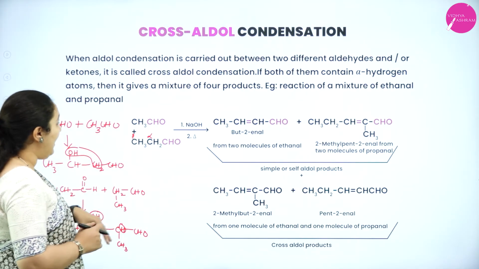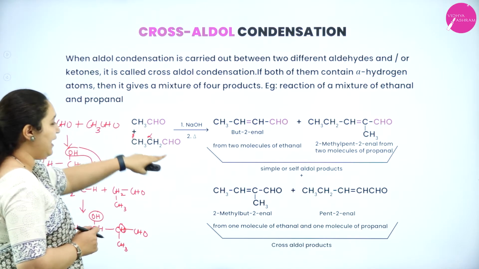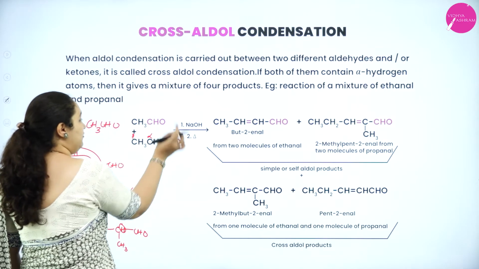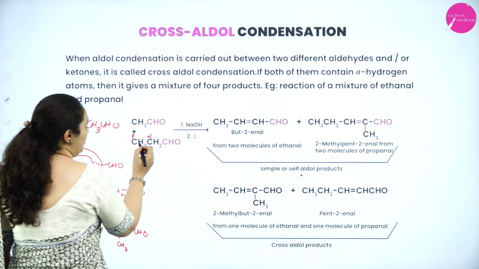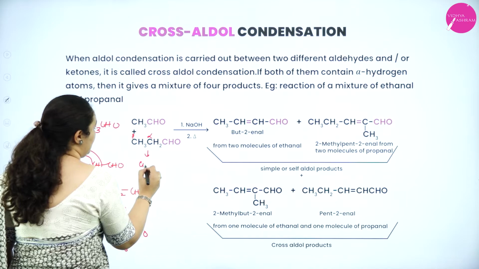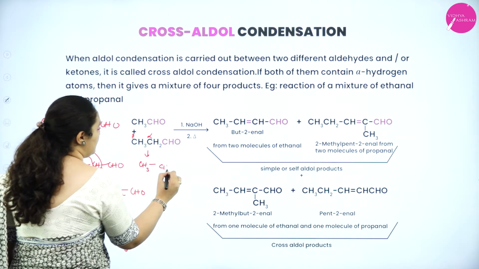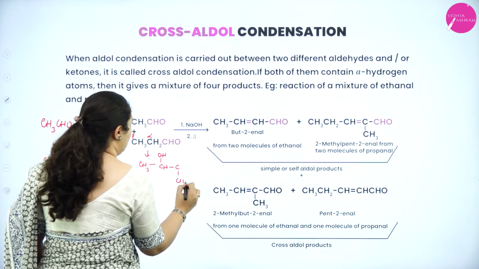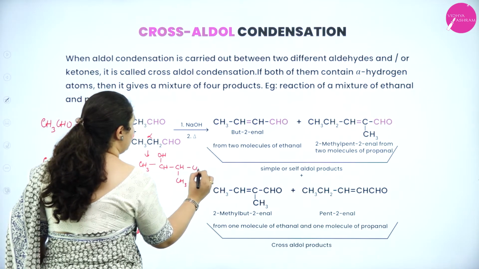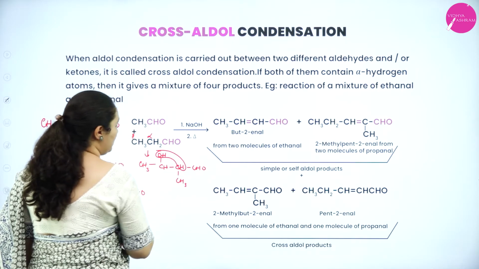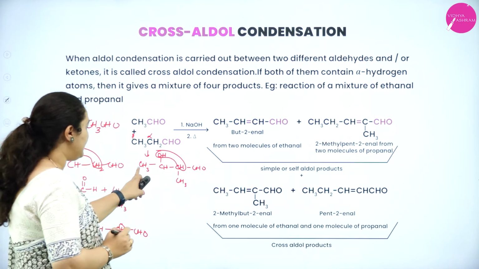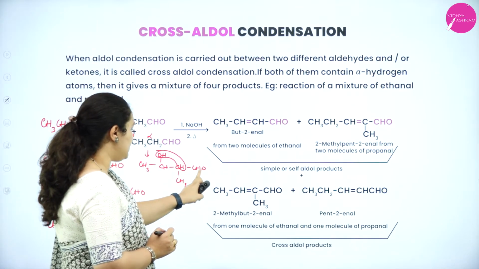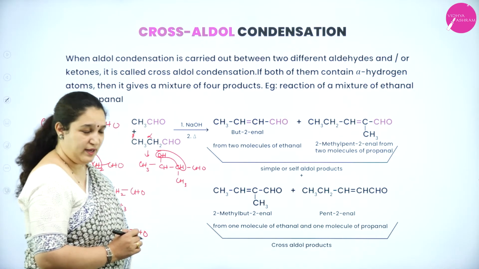Now, ethanal and propanal, when these two mix and react, you will get another 2 products. Okay. Now, if this is getting added up, then you will get the product as CH3, CH, OH, C, CH3, CH, CHO. From this, water is getting removed and you will get CH3, CH, double bond, CH, CH3, CHO. This is the product what you will get.